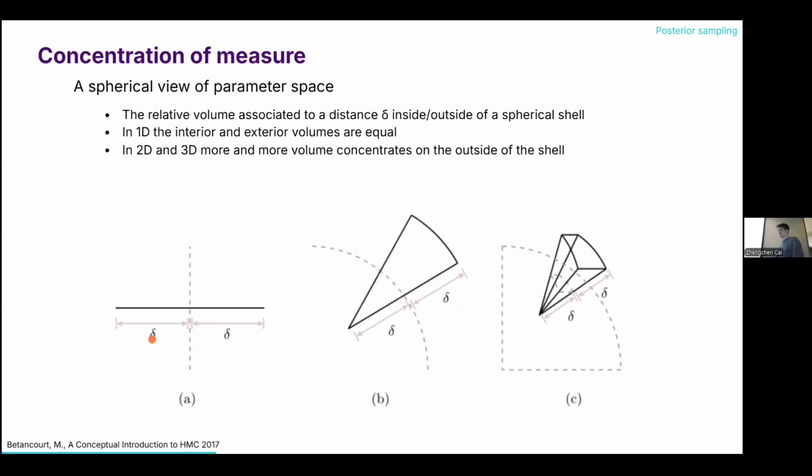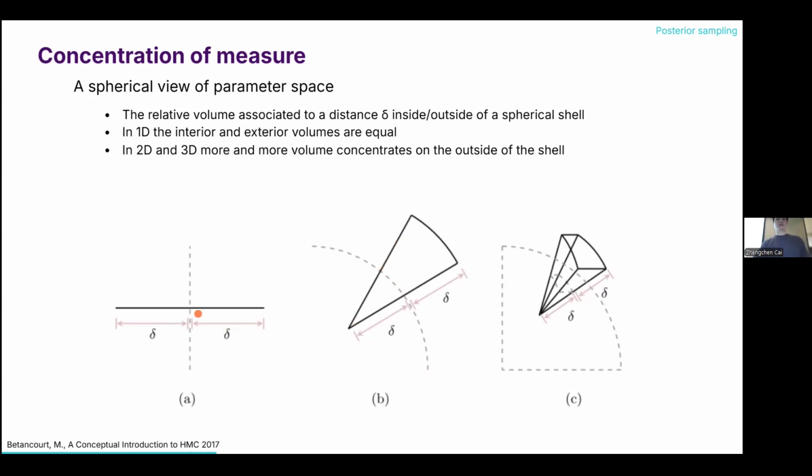So there is some theory to explain this concept, concentration of measure. Let's imagine we use a spherical view of our parameter space. So your parameter space is like a sphere, and I define some boundary. Imagine my mode is here or here or here, okay? And I move a unit distance delta, and I check what is the volume inside and outside this boundary.